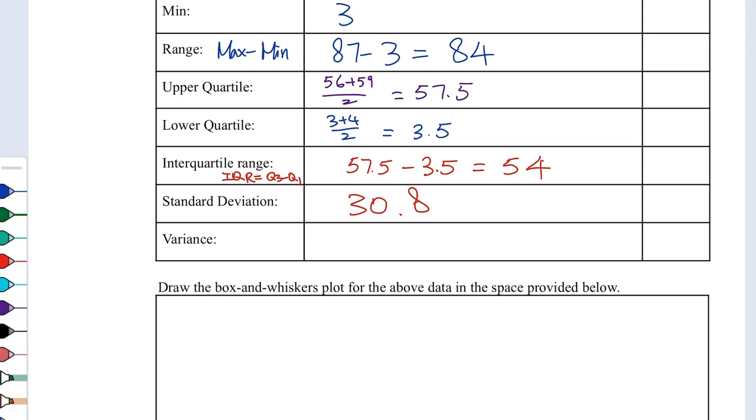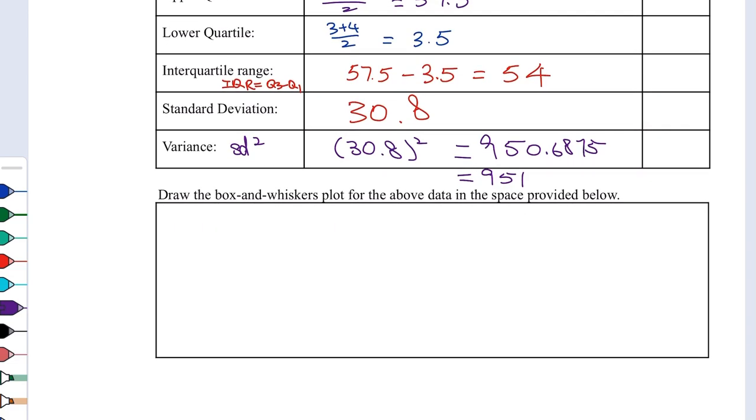How about variance? Variance means SD squared. So whatever you get from this SD, just square it. The ugly answer that you have in the calculator, just click square. And you should be able to get it as 950.6875. Just 3 digits, so 951. Okay, good. The last part, this should be 2 marks, box and whisker plot.